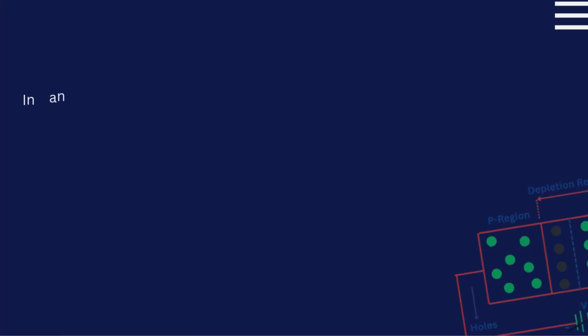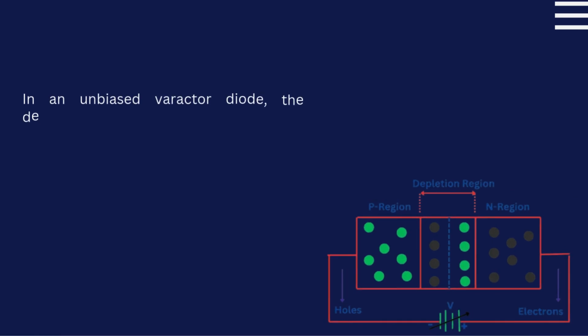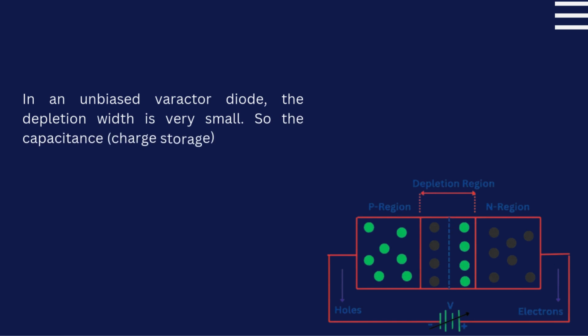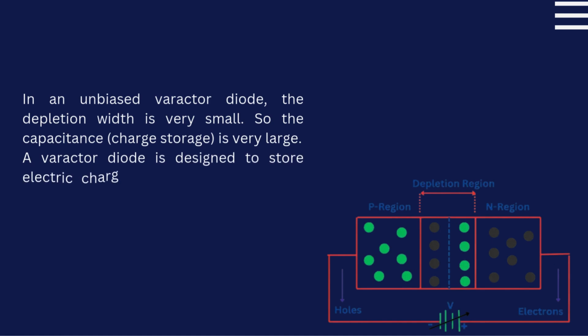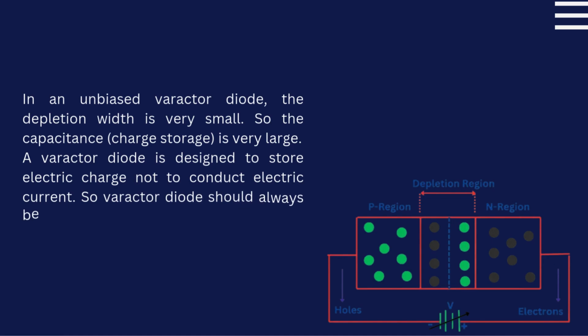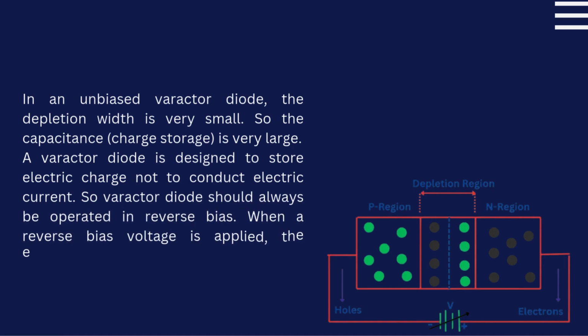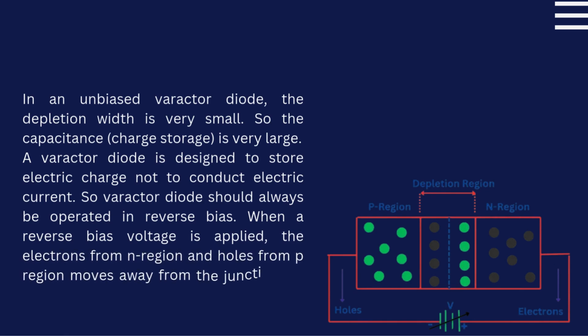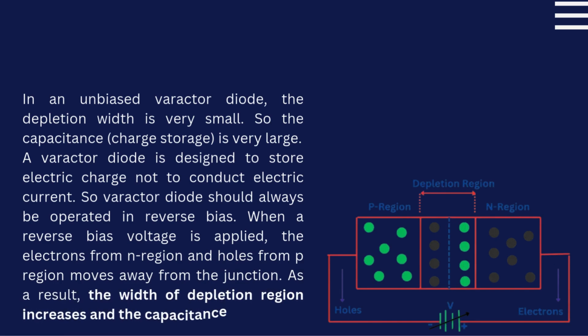In an unbiased varactor diode, the depletion width is very small, so capacitance is very large. The varactor diode is designed to store electric charge, not to conduct electric current. So, a varactor diode should always be operated in reverse bias. When the reverse voltage is applied, the electrons from the N region and the holes from the P region move away from the junction. As a result, the width of the depletion region increases and the capacitance decreases.